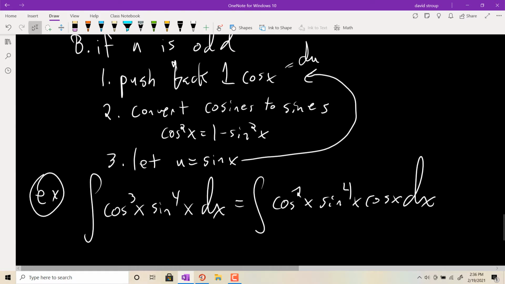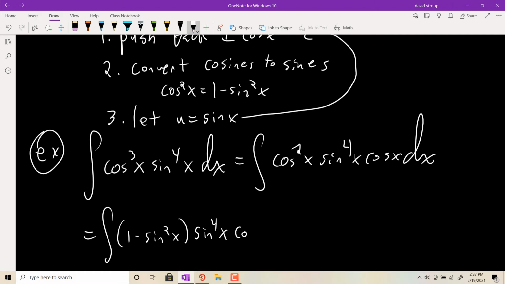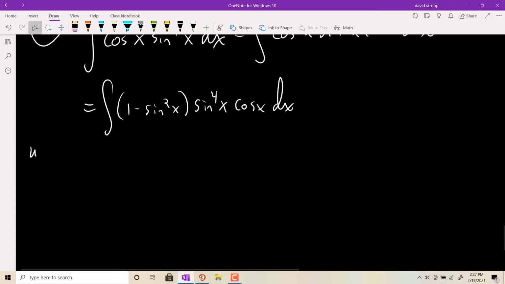Okay. We're going to convert the remaining two factors of cosine into 1 minus sine squared. Whoops, that's an equivalence there. And then we have 4 factors of sine here, and then cosine x dx. And then do your u sub, so u is sine x, du is cosine x dx. And yeah, that's exactly what we had pushed to the back of the integral.